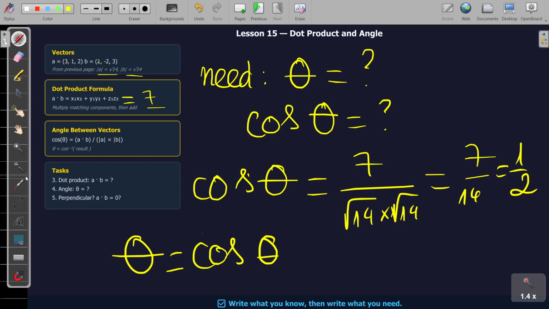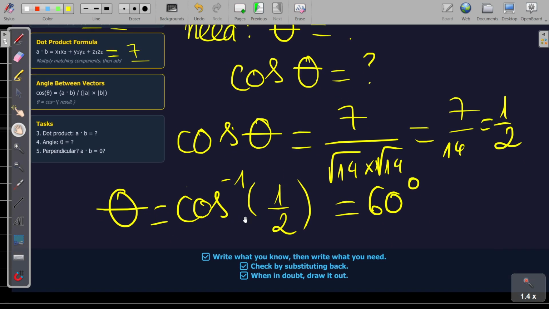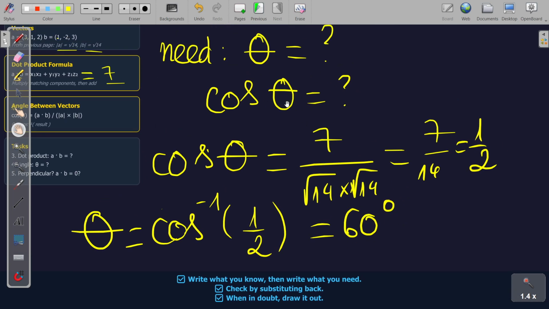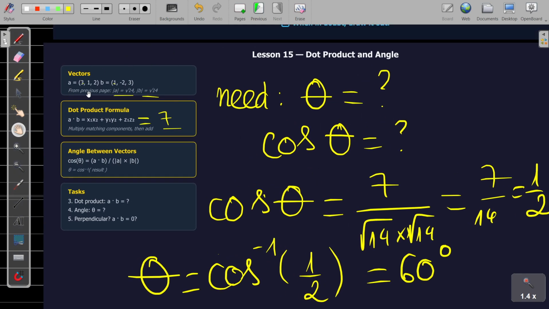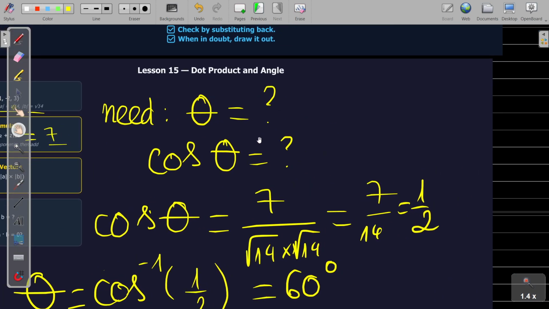I have the formula here, which is cosine to the power of -1 of 1 over 2. And this will give us 60 degrees. This is usually the calculator stage, where you calculate what's the angle here. If you find this theta, you will know the angle between these two vectors that we just had in the very beginning is 60 degrees.